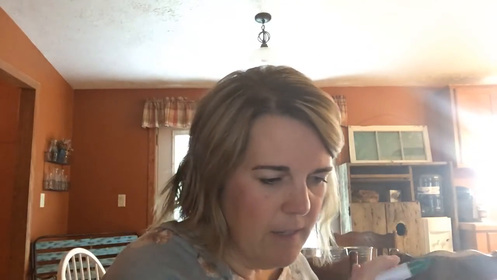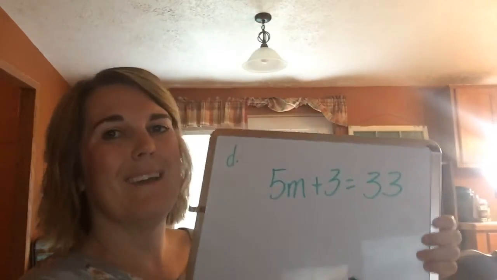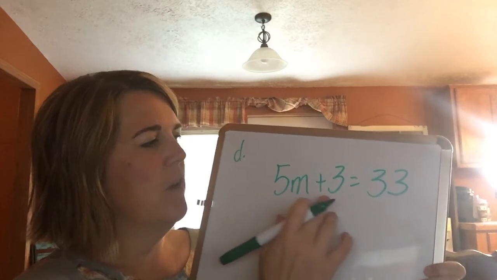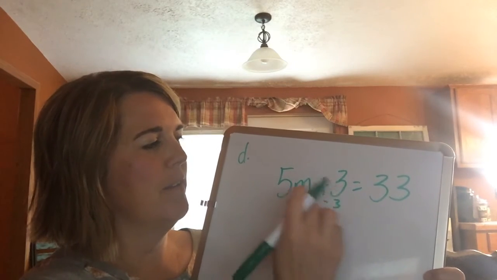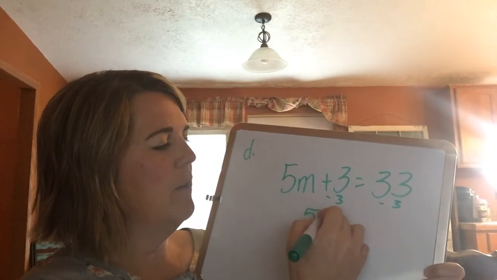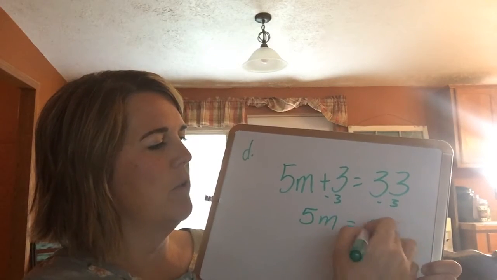Let's look at D. Says 5m plus 3 equals 33. All right, again, I need to get this 5m by itself. So I'm going to subtract 3 because that's the opposite of plus 3, so minus 3. So now I have 5m equals 30.